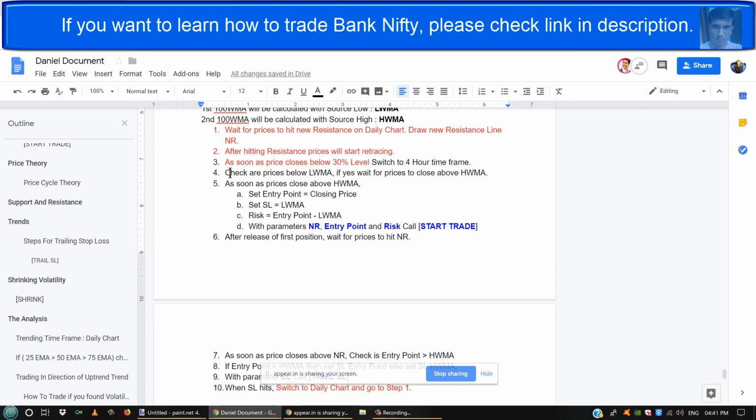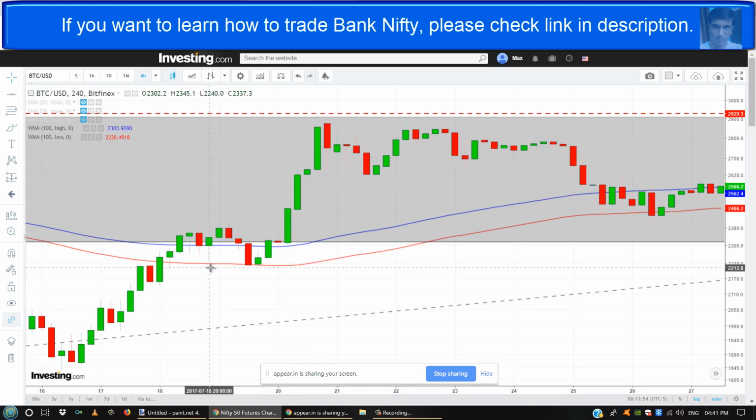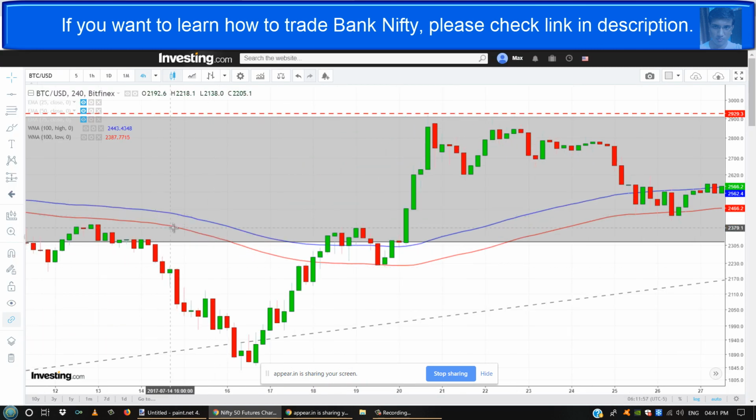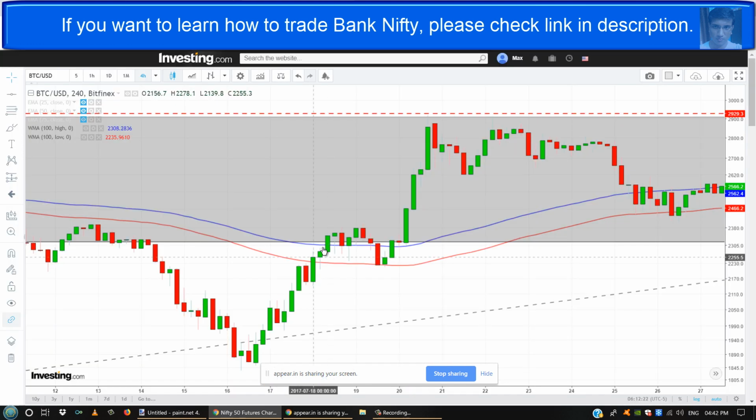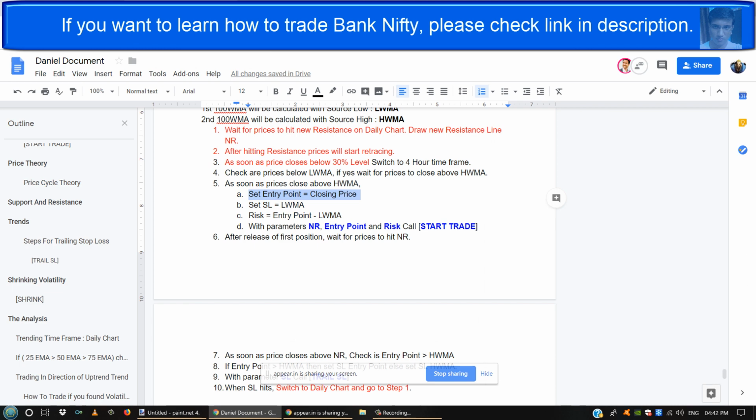Check that our prices are below the LWMA if prices are below the 30% level. So here they were already below the 30% level, and the red line is the LWMA. So prices were below it. As soon as prices went above the HWMA, meaning the high WMA, and as soon as prices close above the HWMA, set the entry point equal to the closing price of the HWMA candle. Closing price means the closing price of this candle. Set the stop loss to the LWMA.